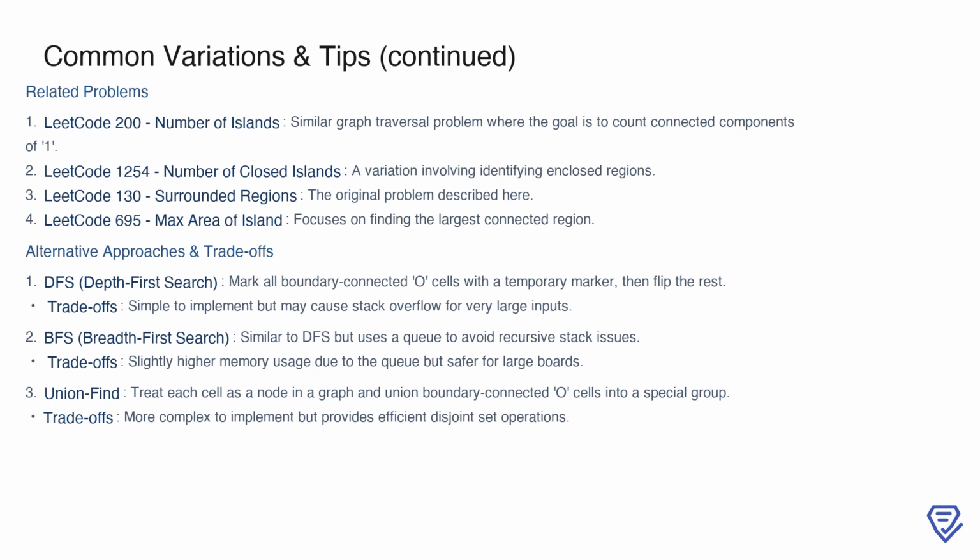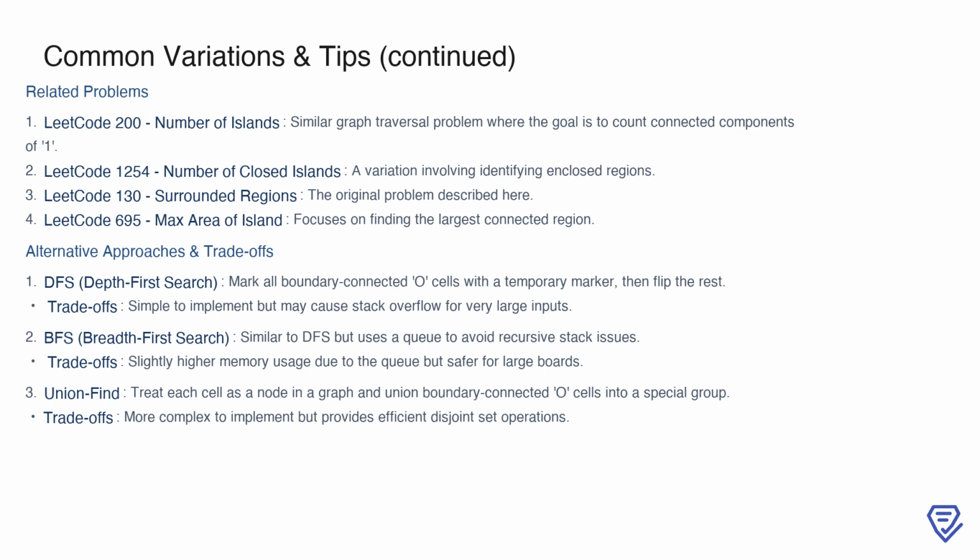Beyond these related problems, there are alternative approaches you can consider. Using DFS is a popular method where you mark all boundary-connected O cells with a temporary marker, then flip the rest. While it's simple to implement, it may cause stack overflow for very large boards. BFS is another good option that avoids stack overflow by using a queue. Although it requires slightly more memory, it's often safer for larger inputs.